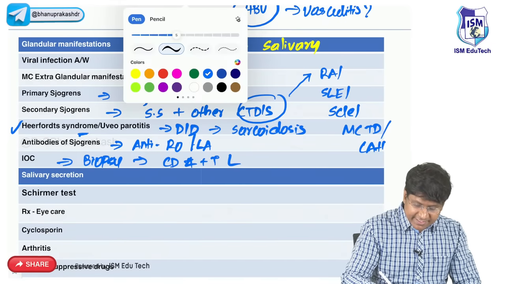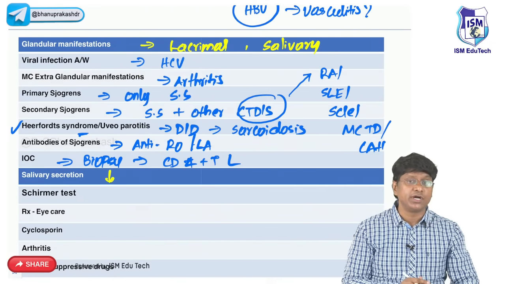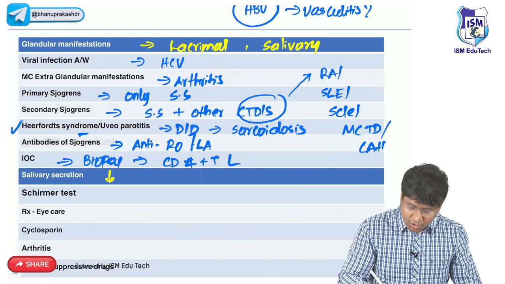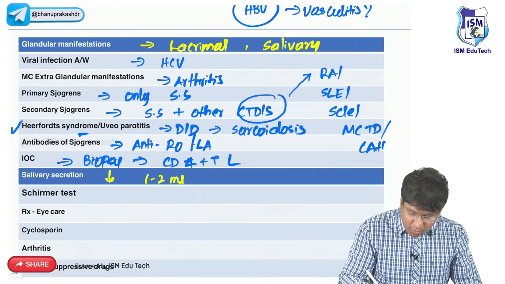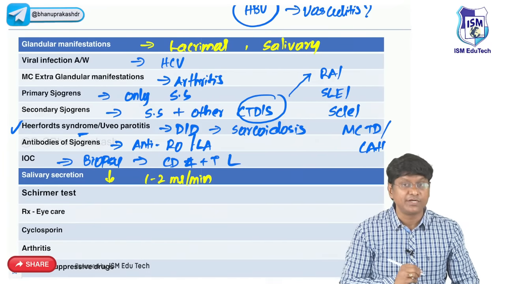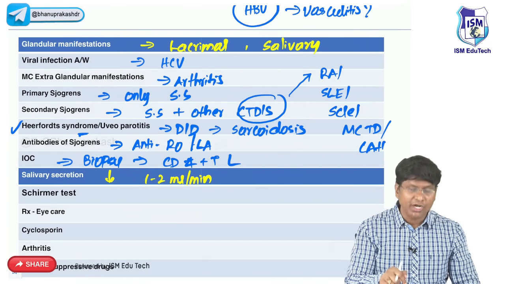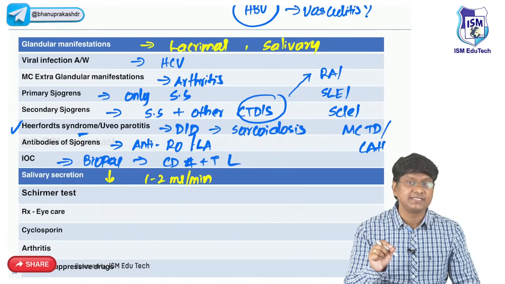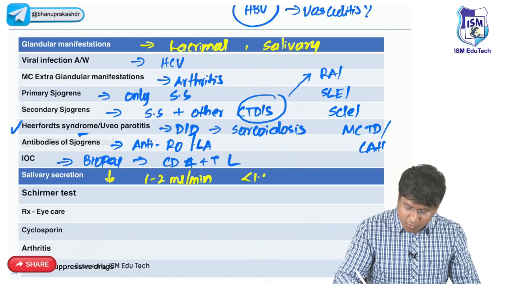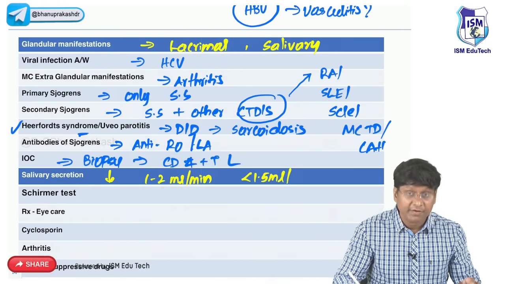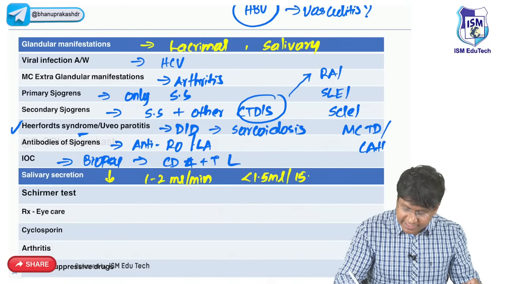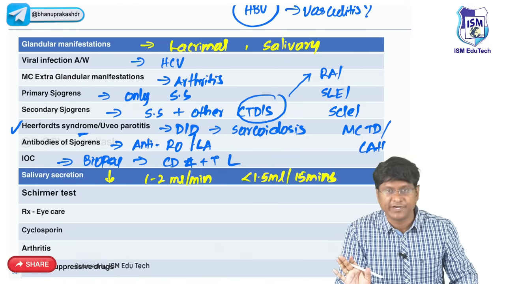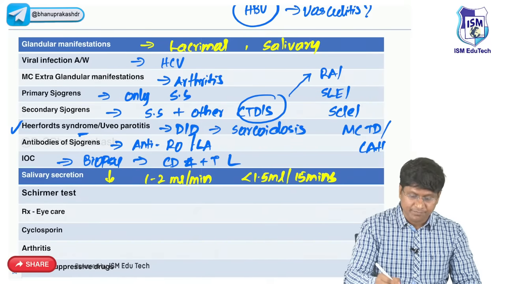Now, what will happen to the salivary secretion in Sjogren's? The salivary secretion in Sjogren's will be reduced. But you need to be very much aware of what a normal salivary secretion is. Normal salivary secretion is around 1 to 2 ml per minute, okay? But in Sjogren's, the unstimulated whole salivary secretion will be less than 1.5 ml per 15 minutes. In 15 minutes, the amount of saliva secreted in Sjogren's will be less than 1.5 ml. So that is a very, very important point that you need to remember.